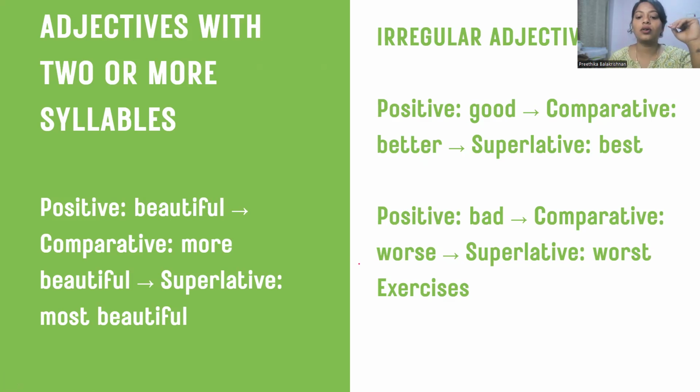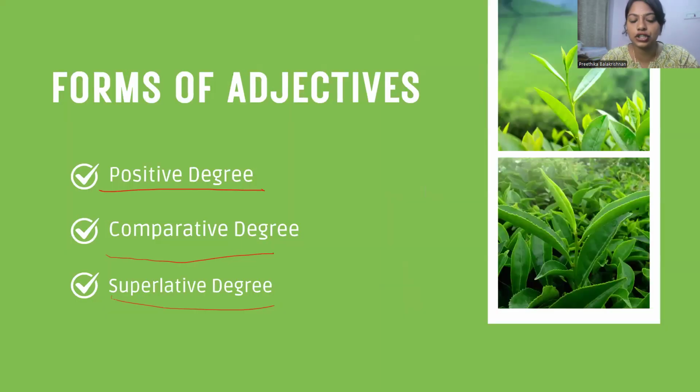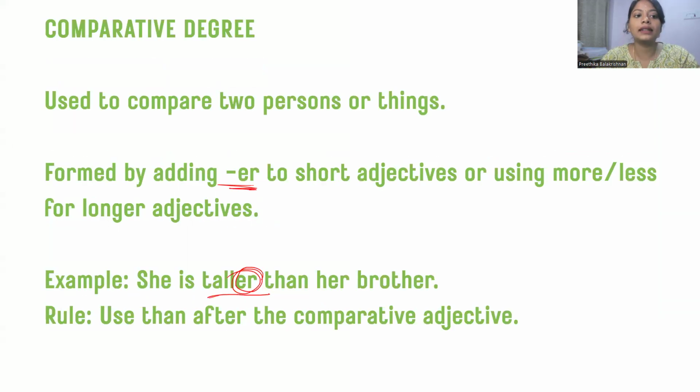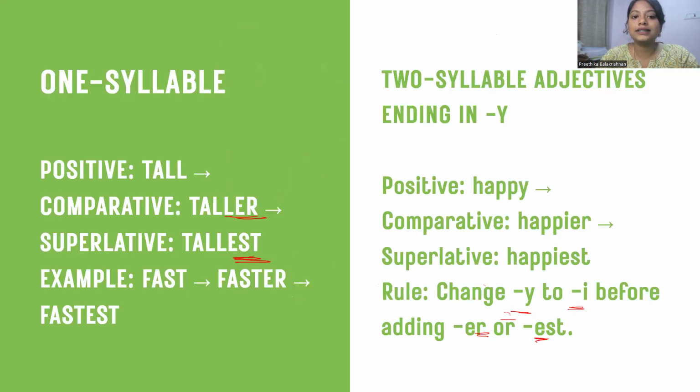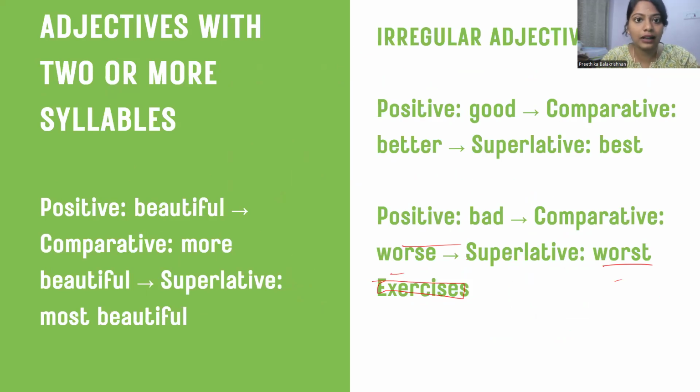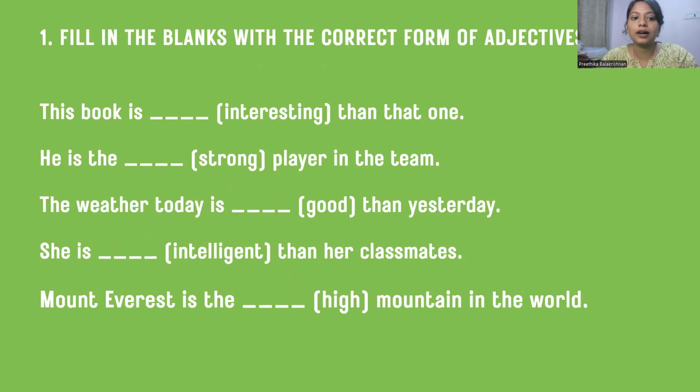Okay, so these are the simple things that you want to know about the comparison of adjectives. When it comes to comparison of adjectives, just remember a few things: the forms, the positive degree, comparative and superlative degree, and the syllables, whether it is one syllable, two syllables, two or more syllables, or irregular. It talks about varied kinds of contrast words. Okay, so let's go to the fill in the blanks.